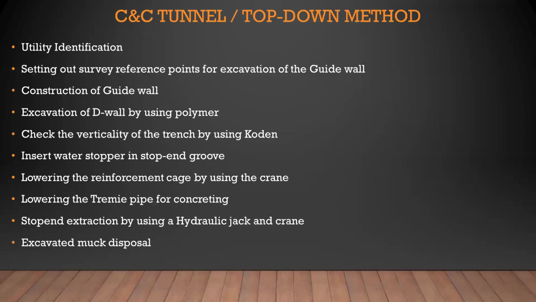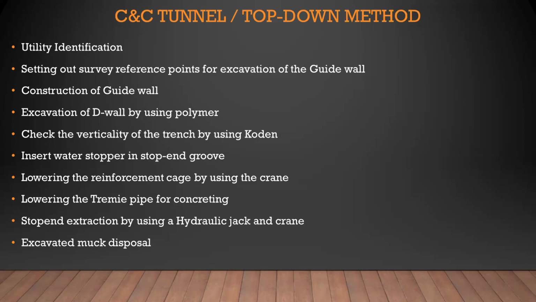The next one is the top-down method. Initially, we need to set up the traffic diversion, then utility identification, then setting out survey reference points for excavation of the guide wall, then construction of the guide wall, then excavation of the D-wall by using polymer. We are using polymer to protect the trench so that the soil does not collapse.